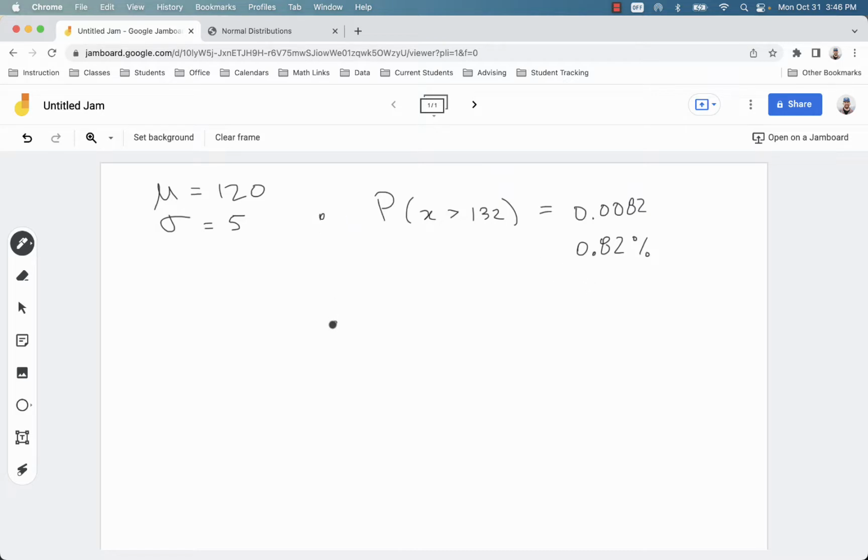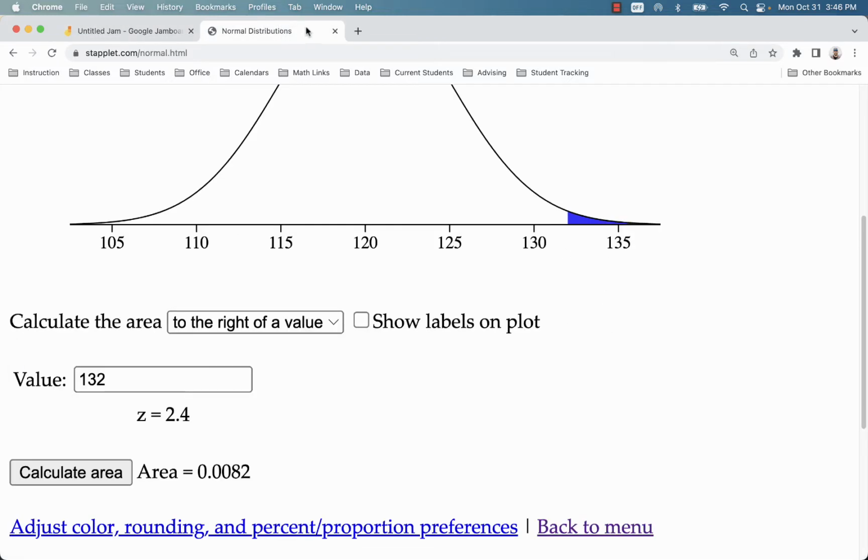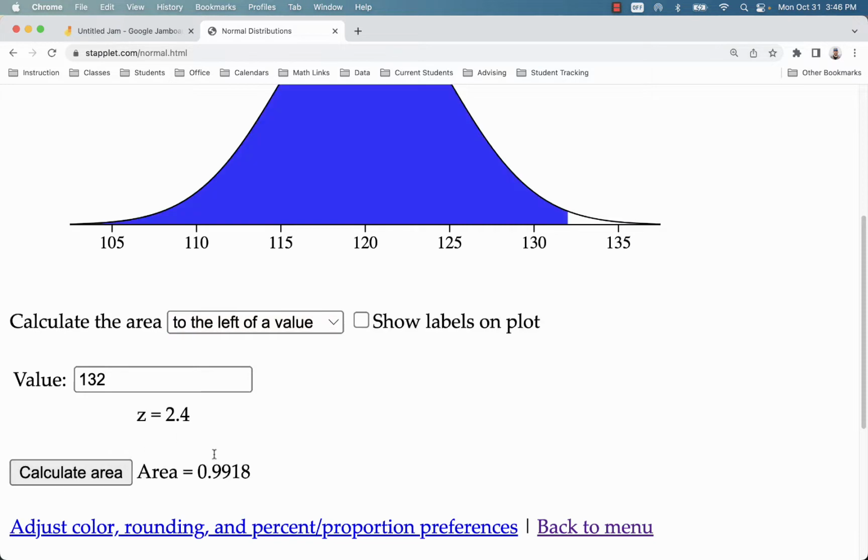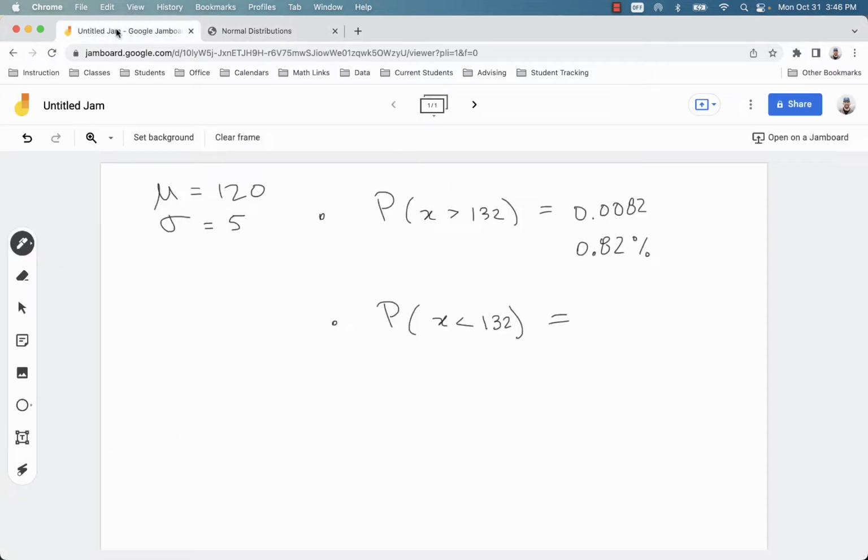We could also find the probability of being below, or to the left of, that value. That would just be the complement. The entire area should add up to 100%. So if we shade to the left, we get the complementary probability, 0.9918, or 99.18% of observations will be under 132 in this population.